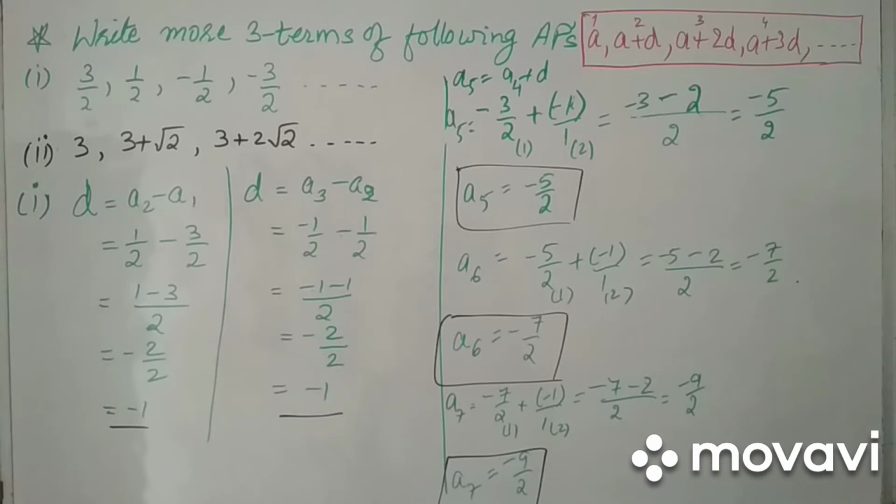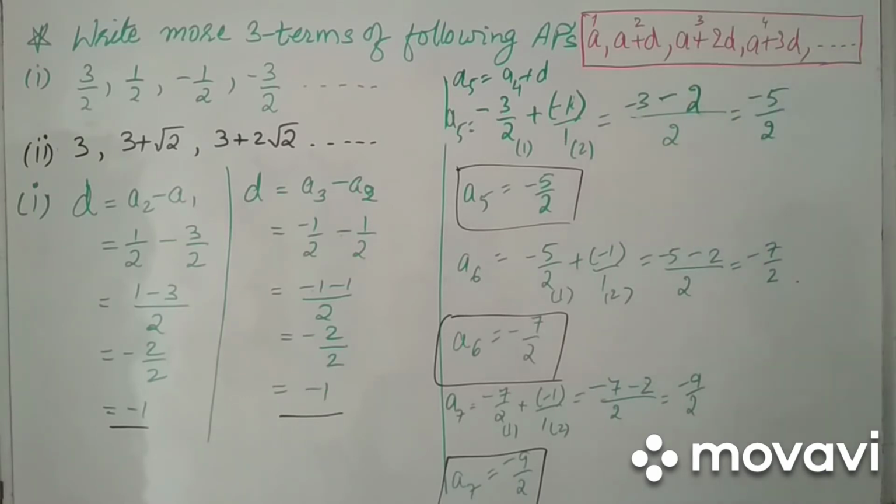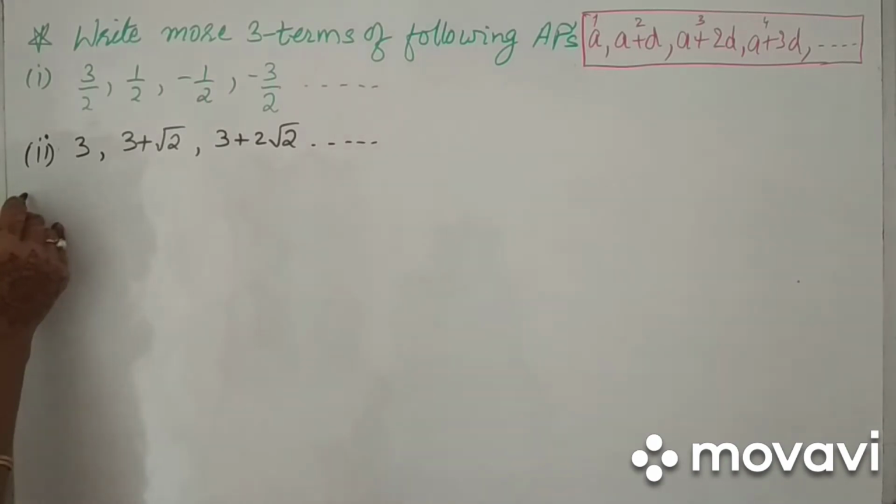If you know the difference, then multiply it with the difference for the consecutive terms and you will get the answer. So in the second sum, we will find the rest of the terms of an AP by this formula only. Now we will solve the second sum.